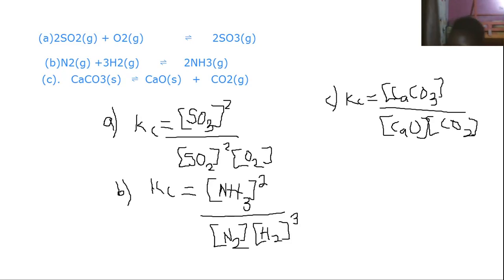But if equilibrium constant is less than 1, that means less product is formed, which is a very bad yield, a poor yield. Now we have a backward reaction. The backward reaction is favored.